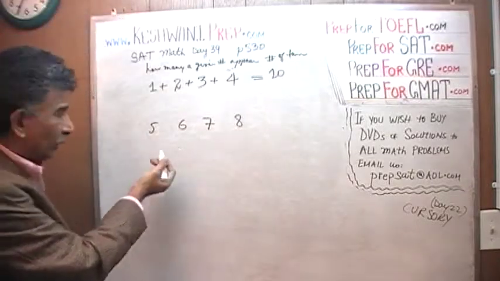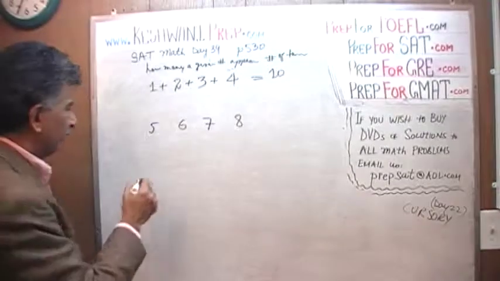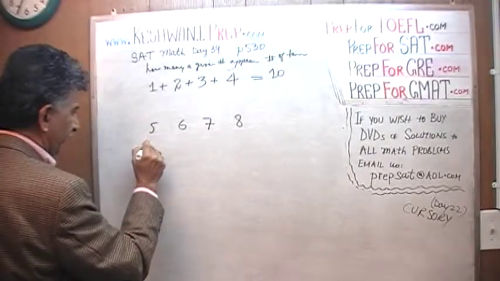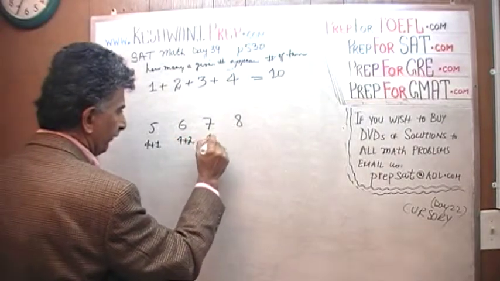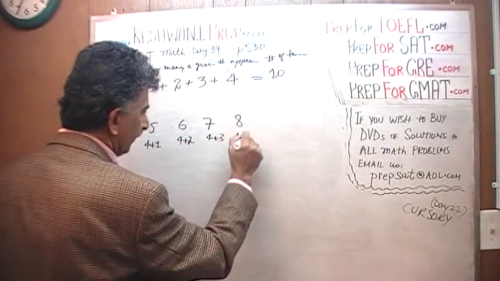Don't try to add them up. Don't try to add up 5, 6, 7, 8, 9. That will be too annoying. So 5 is simply 4 plus 1, 6 is simply 4 plus 2, 7 is simply 4 plus 3, and 8 is simply 4 plus 4.